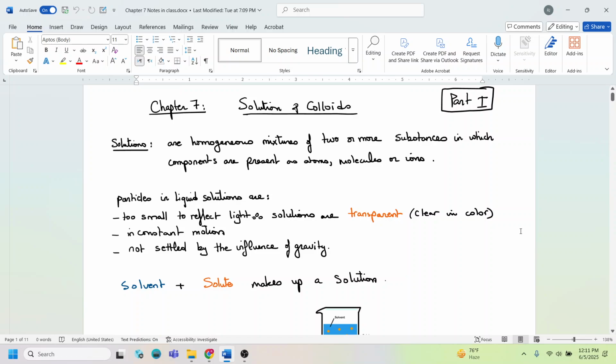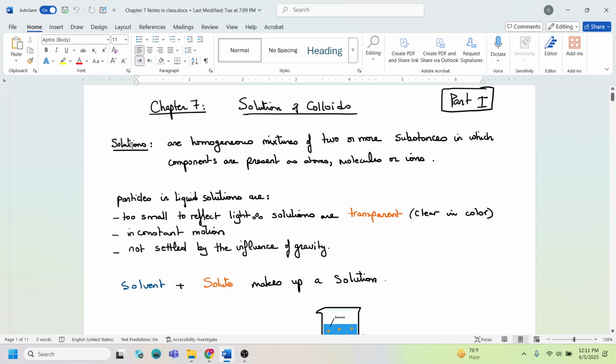In this chapter, we will go over solutions, their concentrations, and their colligative properties. So to start, solutions are homogeneous mixtures, and they are made up of two or more substances. The components of these substances can be present as atoms, as molecules, or as ions.